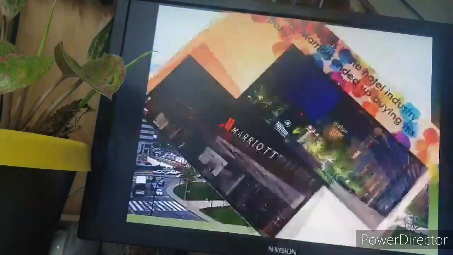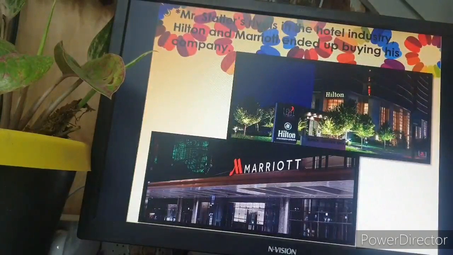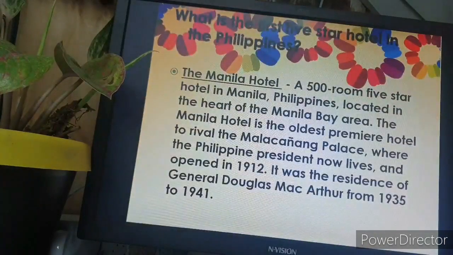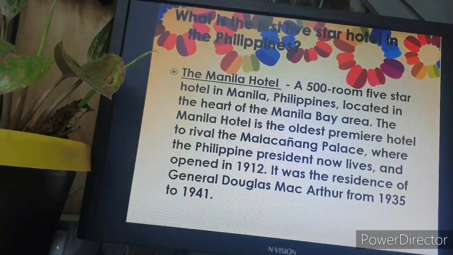Next in line, of course, Mr. Statler's rivals in the hotel industry. That's why Conrad Hilton and J.W., or John Willard Marriott, ended up buying the company of Mr. Ellsworth Statler. What is the first 5-star hotel in our country?